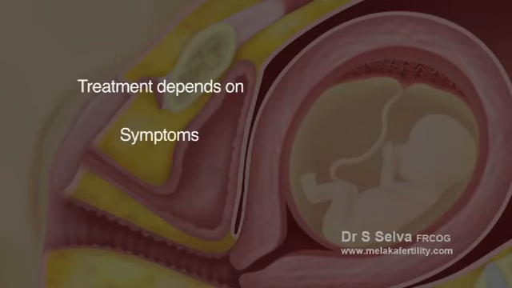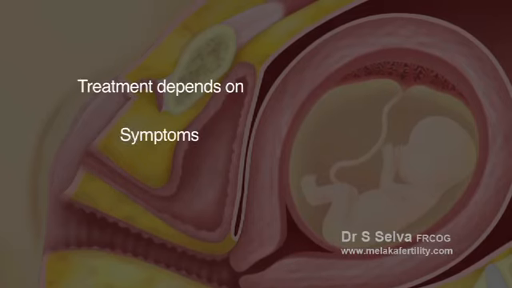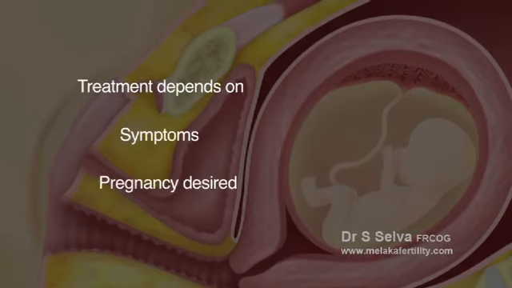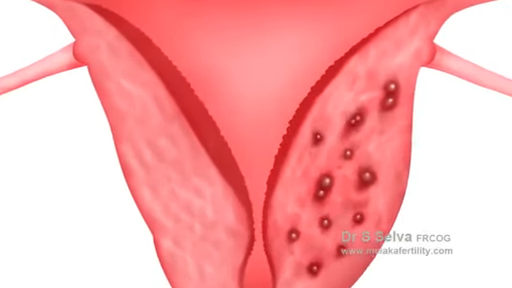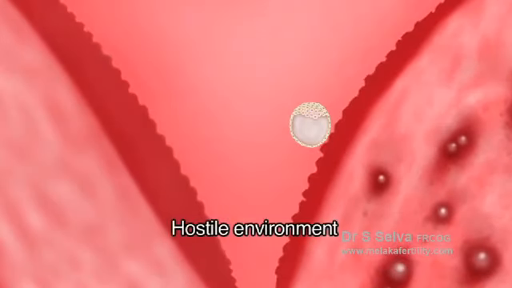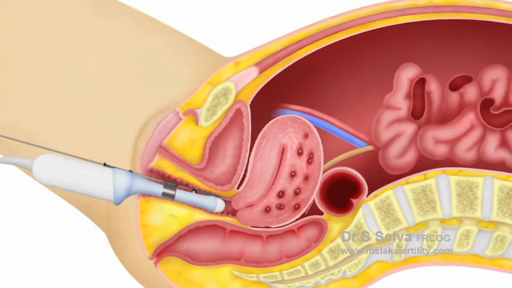Treatment will depend on the symptoms of the patient and whether pregnancy is desired. Women with adenomyosis have a lower chance of conceiving because the uterus is hostile for implantation of the embryo. They may need to undergo assisted reproductive techniques such as IVF.